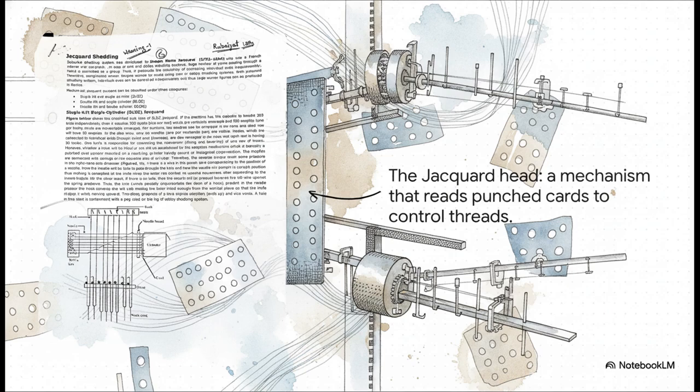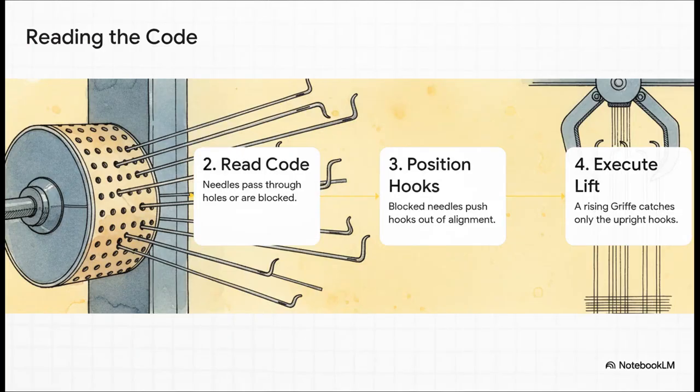You can see the cylinder that holds the card, the horizontal needles that read it, these vertical hooks, and the knife bar that does all the heavy lifting. It's like this beautifully intricate mechanical dance. Let's walk through one cycle step by step.